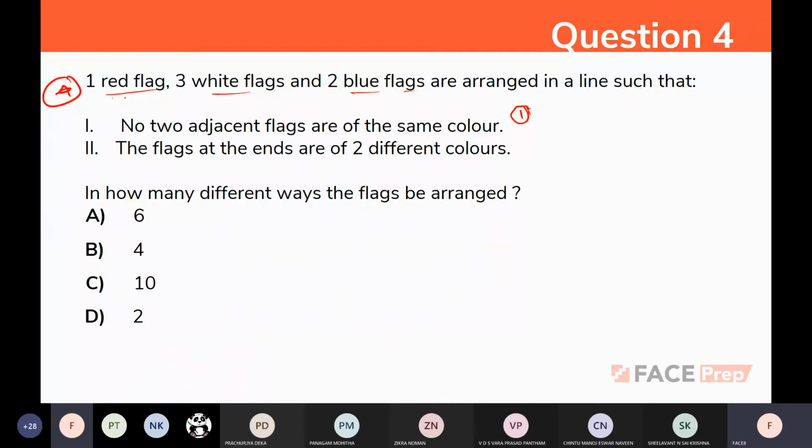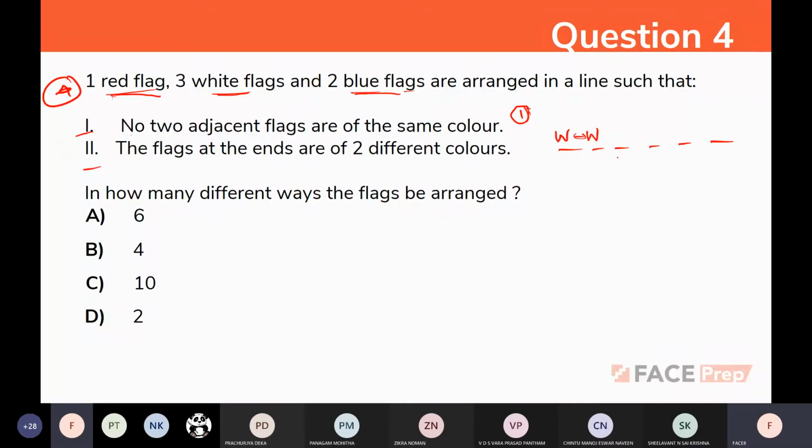Okay. So let me read the question. One red flag, three white flags, two blue flags are arranged in a line such that 1, 2, 3, 4, 5, 6. We need to arrange them in this line. Okay. So to arrange them, they have given two conditions. So let me read the conditions. No two adjacent flags are of same color. Okay. It means if you are placing a white flag here, the another white flag should not be near it. Should not be adjacent to it.